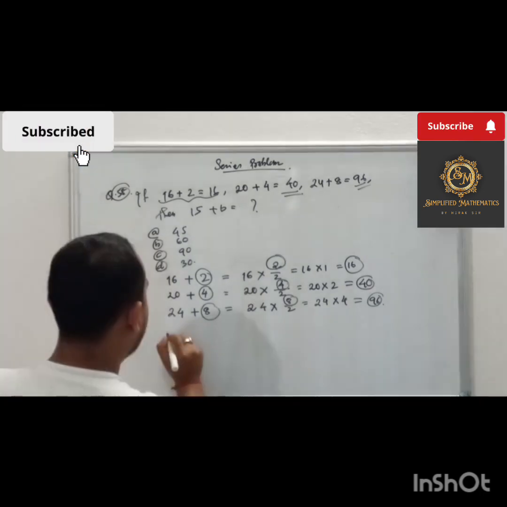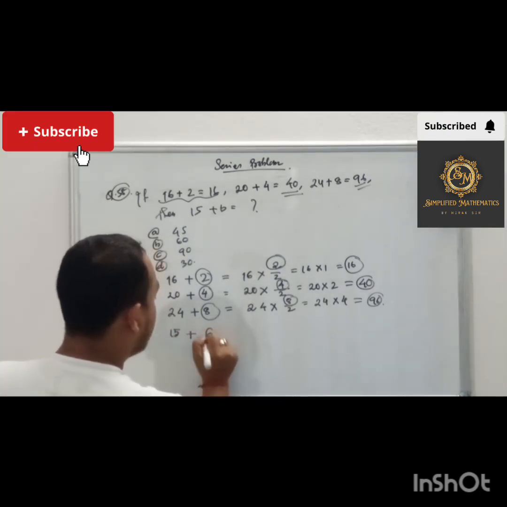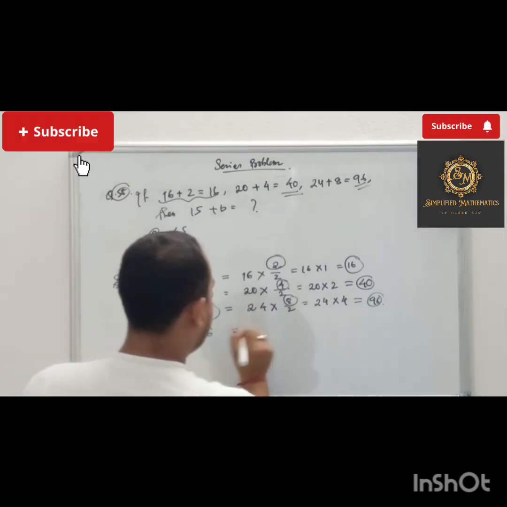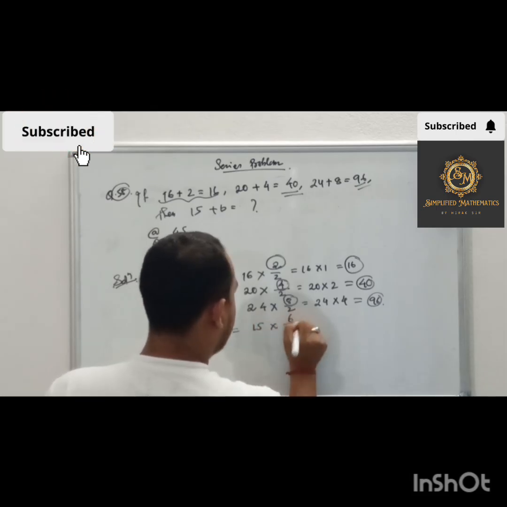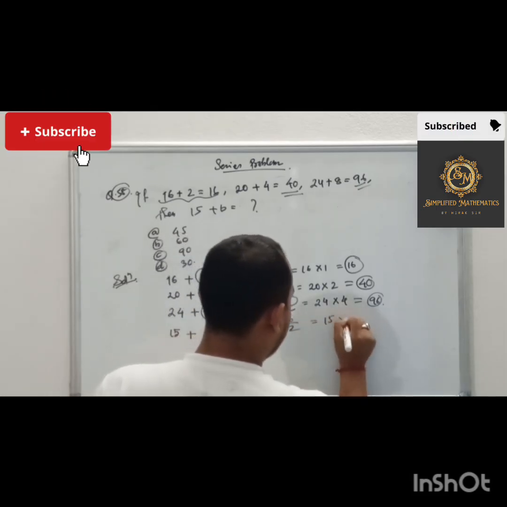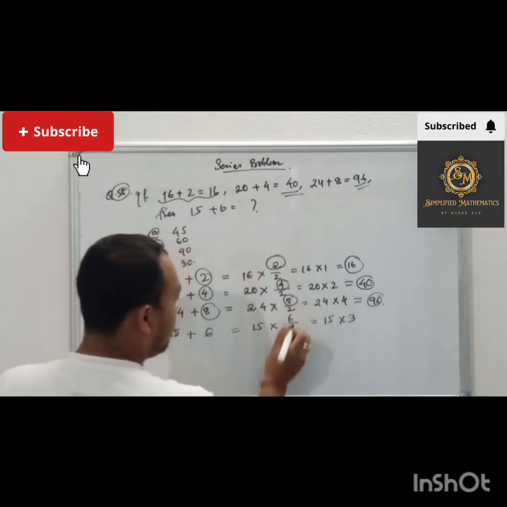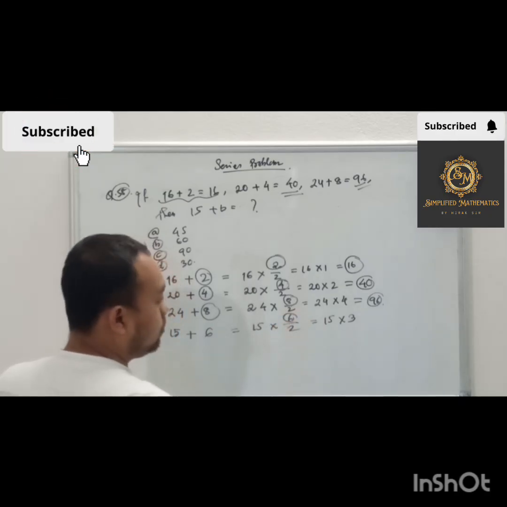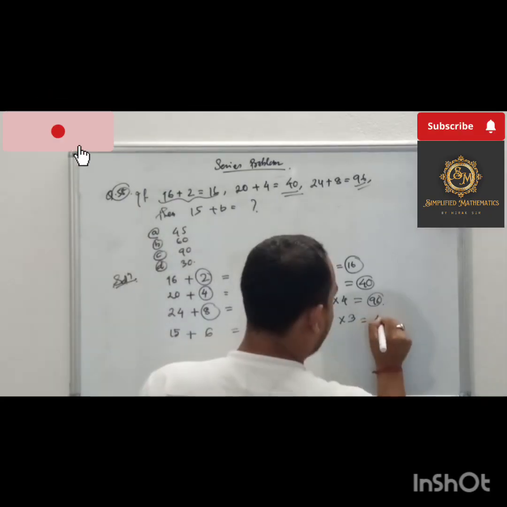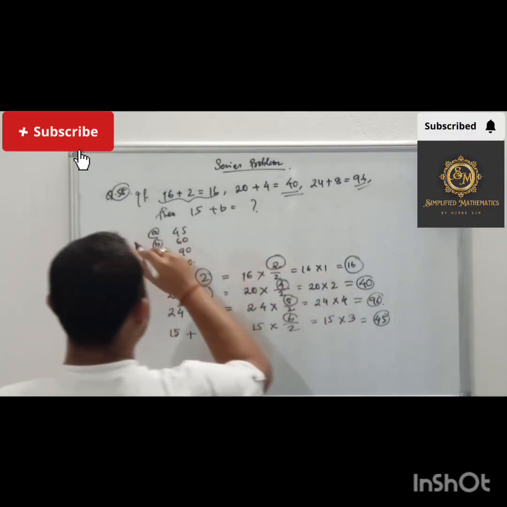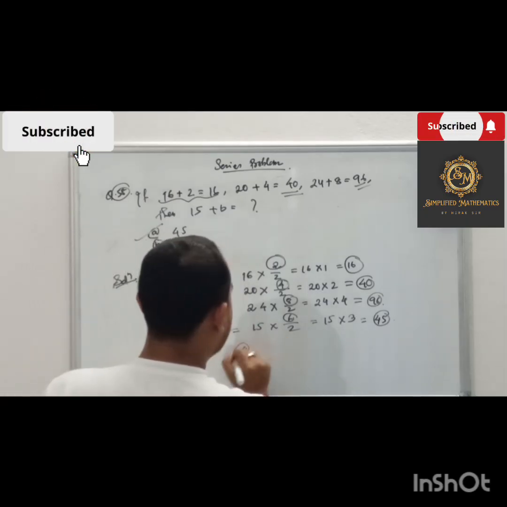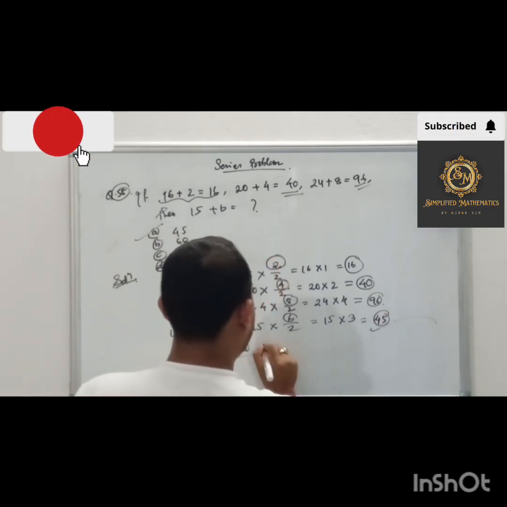Then what you may have? 15 into 6, that means 15 into 6 divided by 2. That means you get 15 into 3, since 6 divided by 2 is 3. That means you are getting 45. This is 45. Your option A is correct.